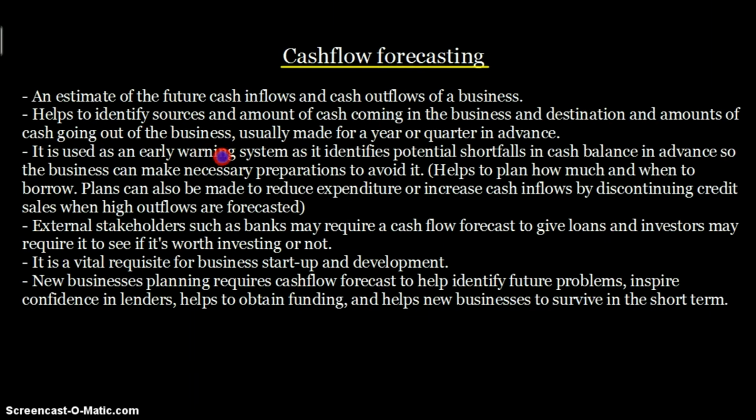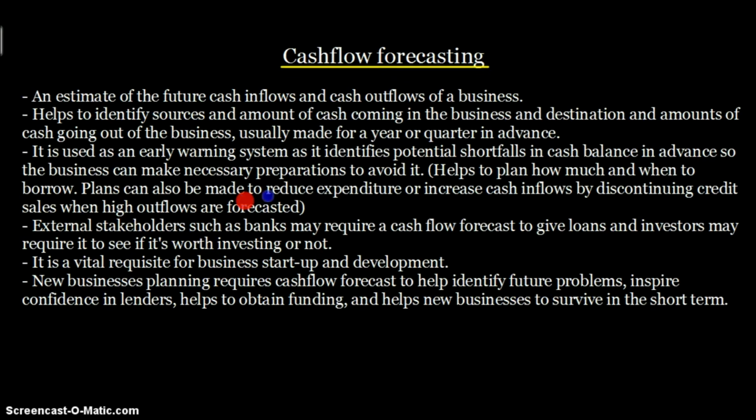It is used as an early warning system, okay, as it identifies the potential shortfalls in cash balance in advance. It already knows, okay, if there's going to be some shortfall in cash balance, so the business can make necessary preparations to avoid it. So yeah, as I discussed earlier, if you know that there's going to be some cash flow problems, you can take some loans or some other sources of finance, or try to reduce your expenditure. So it helps to plan how much and when to borrow.